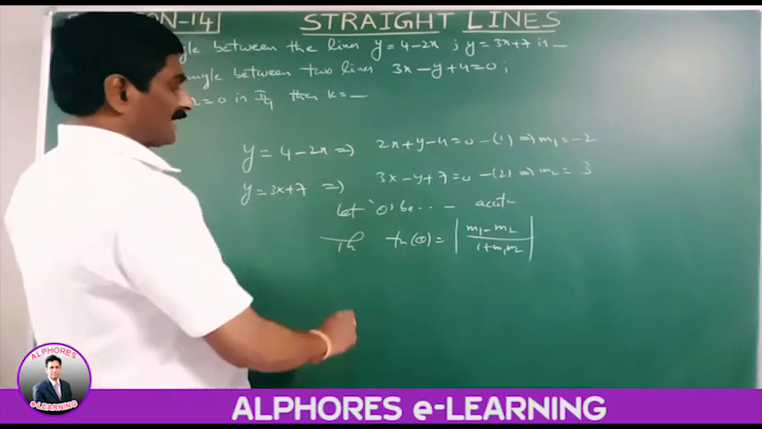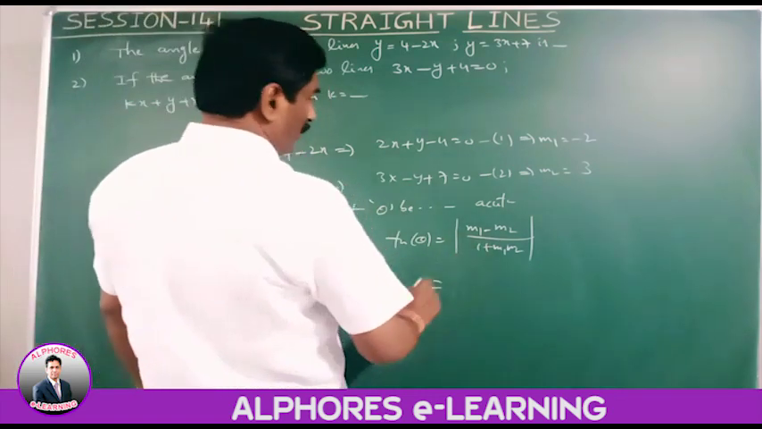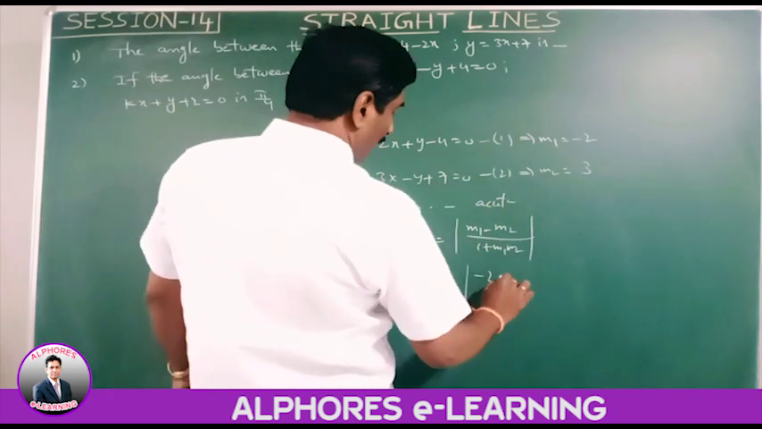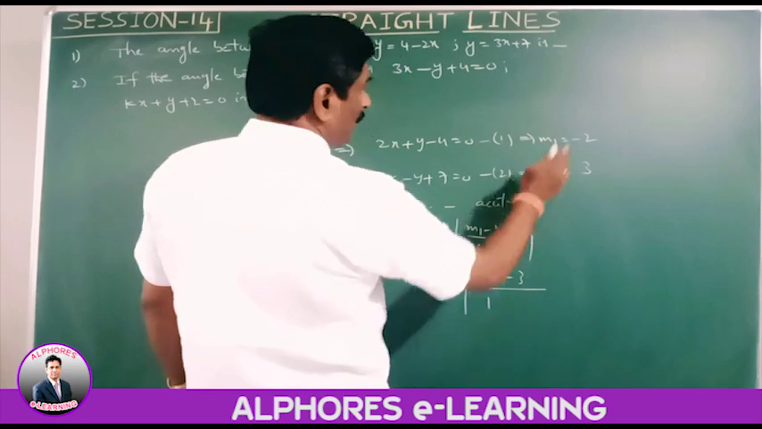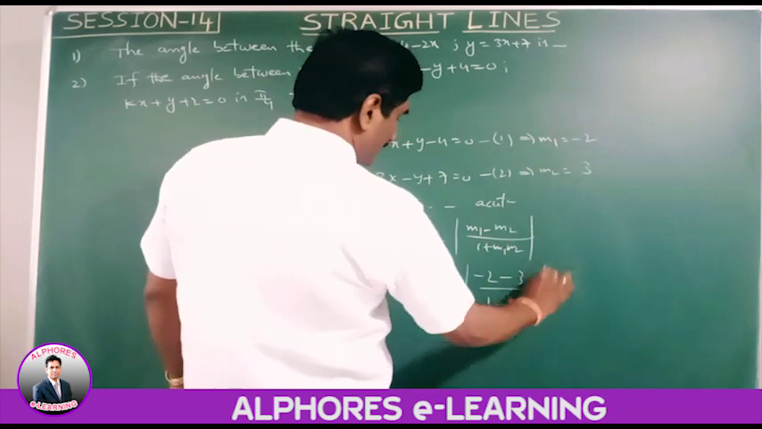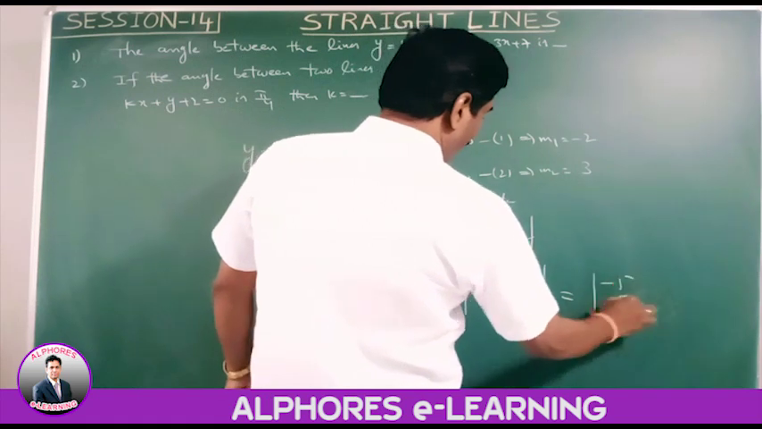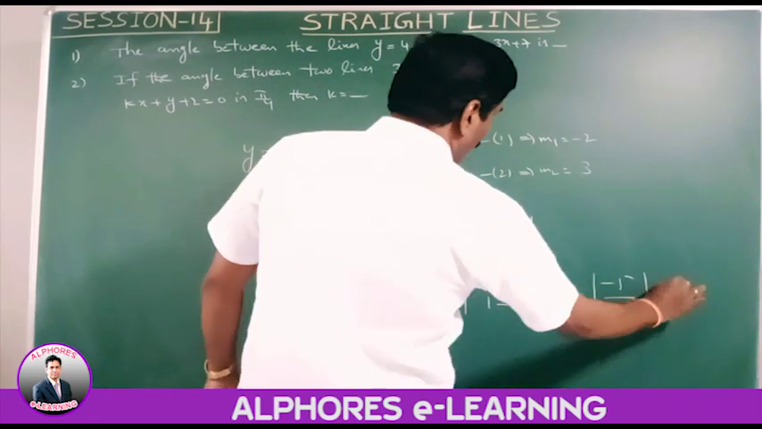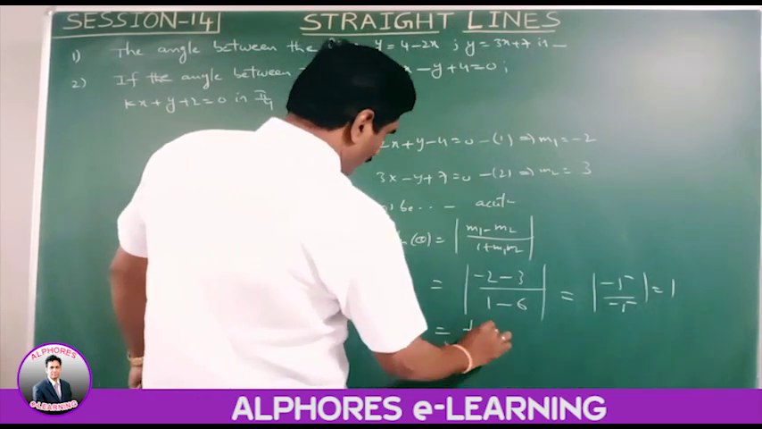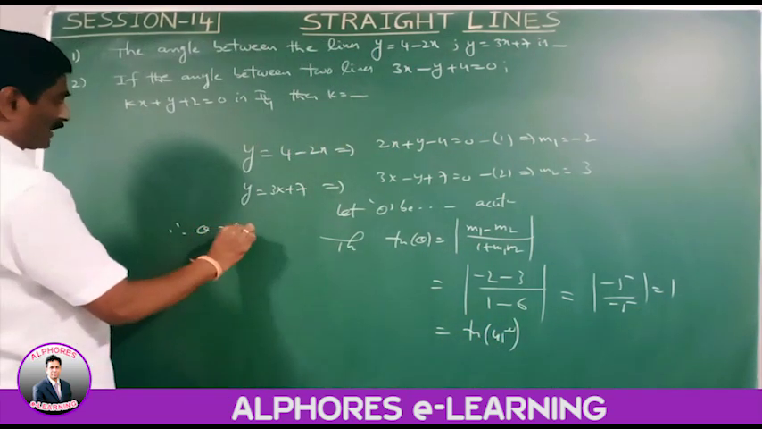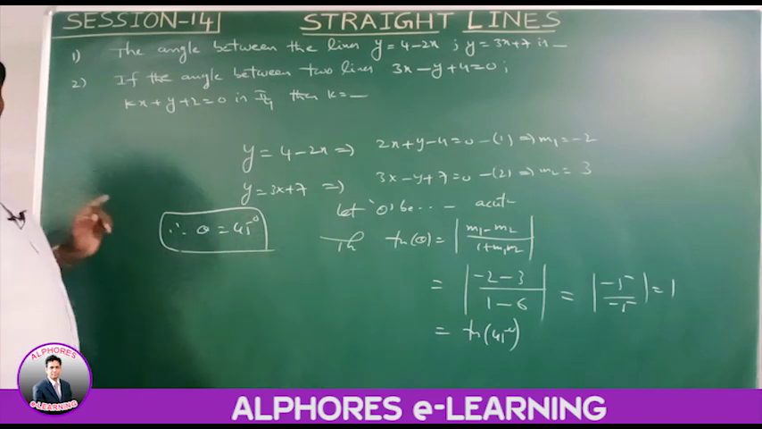Here, tan theta is equal to mod of m1 minus m2 by 1 plus m1 m2. What is m1? Minus 2. m2 is minus 3. So 1 plus minus 2 into minus 3 means plus 6. What is this value? Minus 5 by minus 5, that is equal to 1. Tan value 1 means tan 45 degrees. Therefore, theta is equal to 45 degrees. That means the angle between the two lines is 45 degrees.